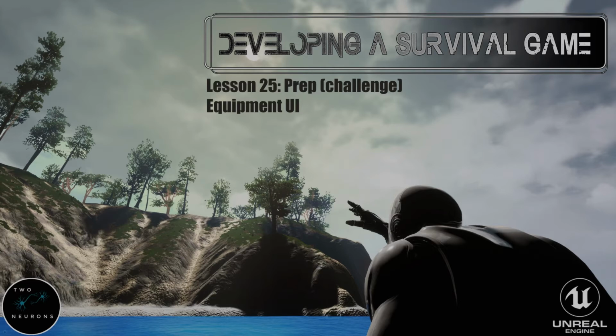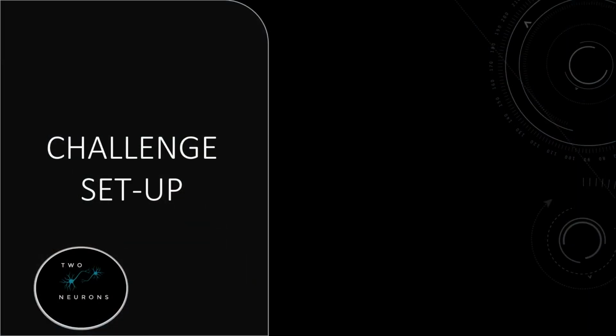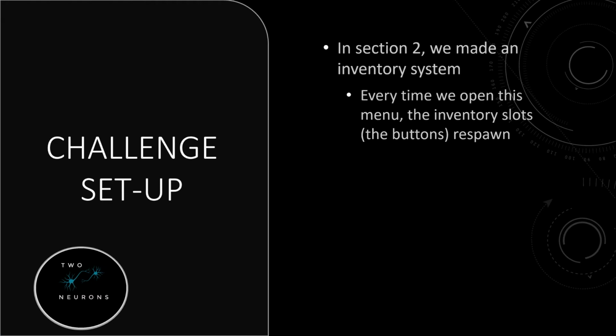So let's move on to the challenge. So, a bit of a reminder before we get to the challenge itself. In section 2 of the series, we made our inventory system, and every time we hit our I button, and then we hit it again, or we hit the X at the top of the screen and close it, and then hit I again to reopen our inventory, the buttons, the slots, aren't the same ones we saw before. Even if the item in it is the same, it's actually a different slot. So when we first open it, it's 0 to 9, because we have 10 slots. The second time we open it, it's actually 10 to 19 we're seeing. Third time, it's 20 to 29. Fourth time, it's 30 to 39.